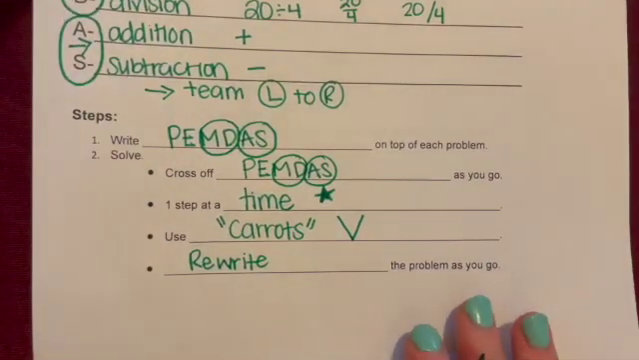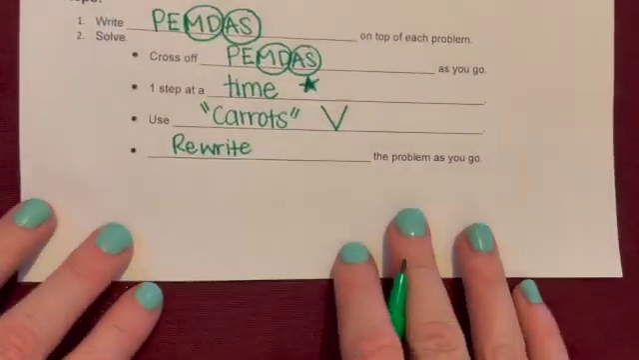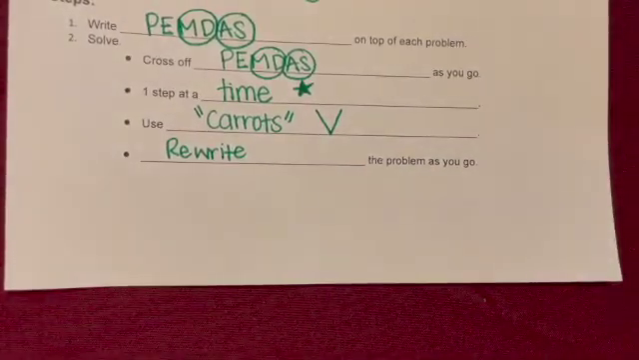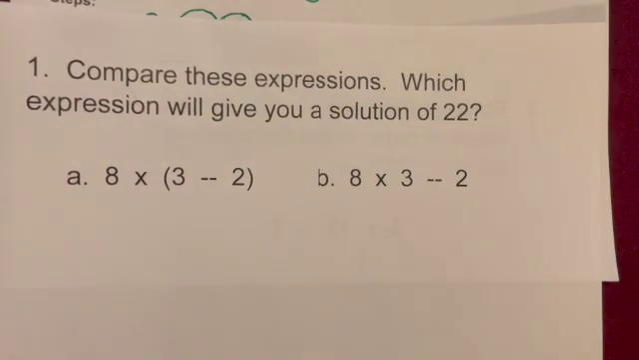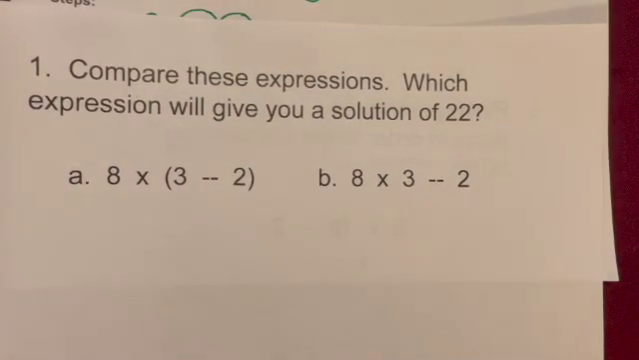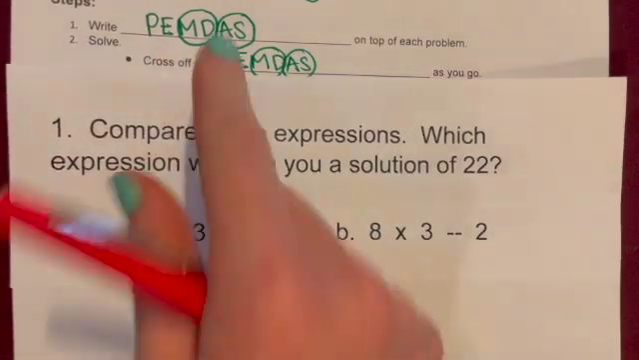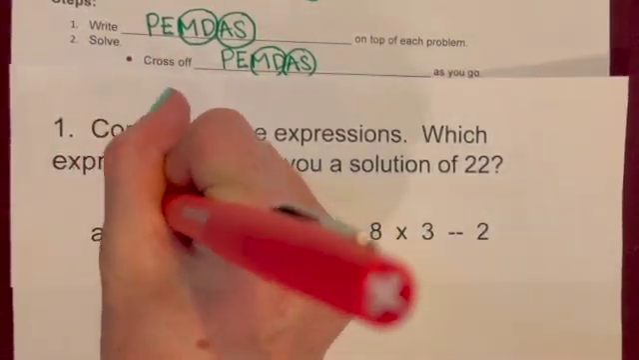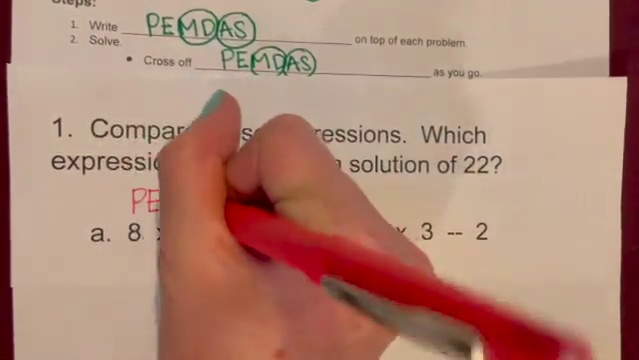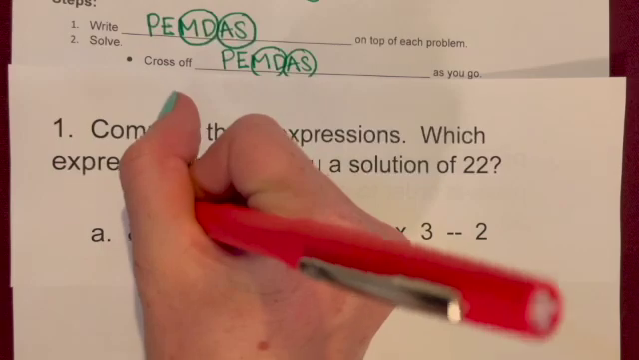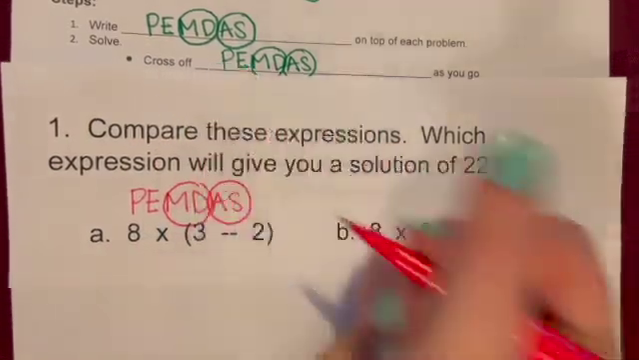I'm going to have these steps off to the side, just like what you should have when you are doing your problems. And now I'm getting my red pen, which means that you are following along, but you are not writing. So my problem says, compare these expressions. Which expression will give you a solution of 22? So I'm going to look at my steps. My first step says to write PEMDAS. So I'm going to write PEMDAS on top of each problem. I'm going to circle the M and the D, circle the A and the S.